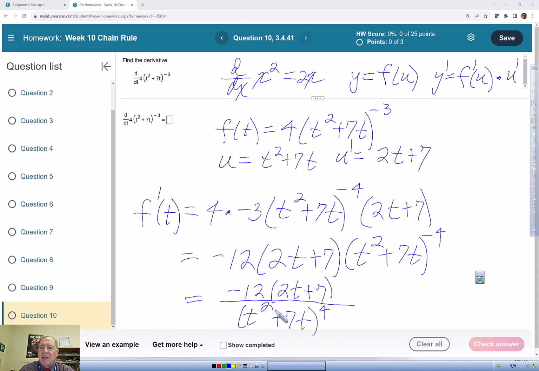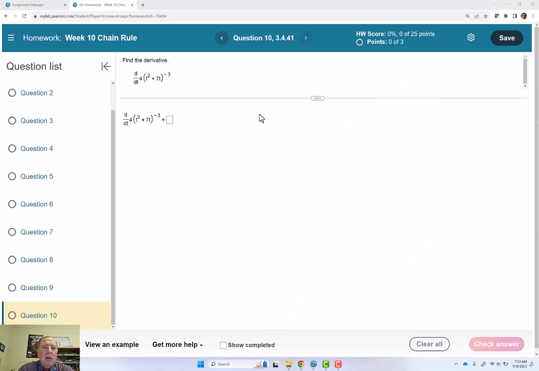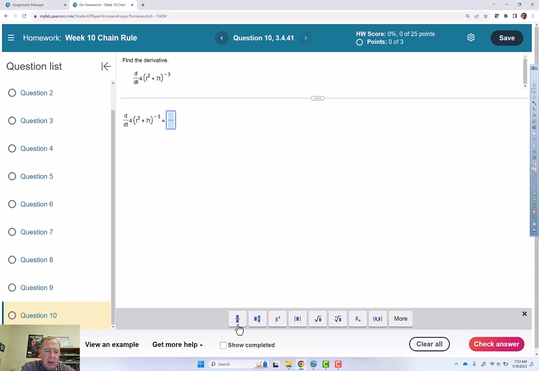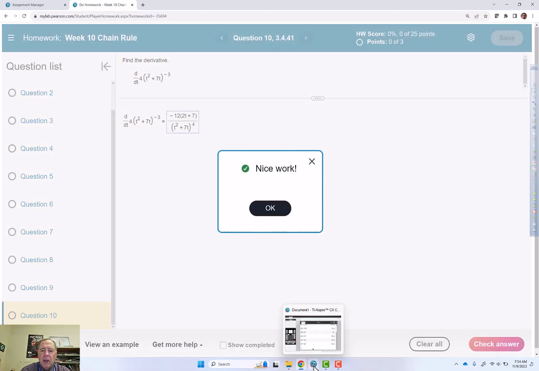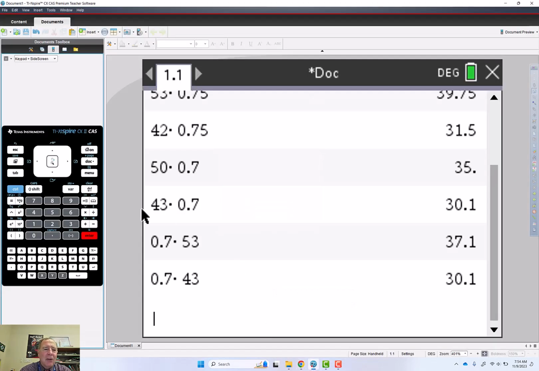So we'll put this in. So do a fraction. Negative 12 times parenthesis 2t plus 7, close that parenthesis, go down to the denominator, parenthesis t squared plus 7t, close that parenthesis, and raise that to the power of positive 4. We'll check the answer. Nice work. And we could also do that in the calculator.